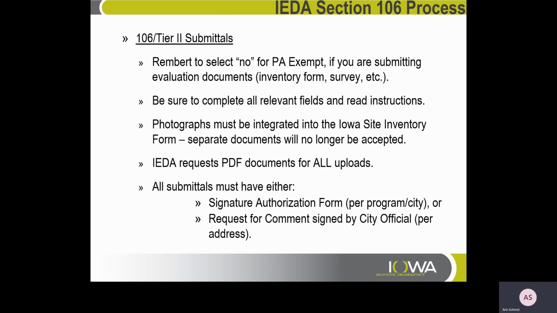Photographs must be integrated into Iowa site inventory forms. Separate documents will no longer be accepted and will be sent back to correcting status. IEDA requests PDF documents for all uploads, and all submittals must either have a signature authorization form where the elected official authorizes the grant administrator to make submittals on their behalf, or you can use the individual request for comment signed by the city official per property. This helps document that you have the signature authority to make the federal finding for Section 106 compliance.